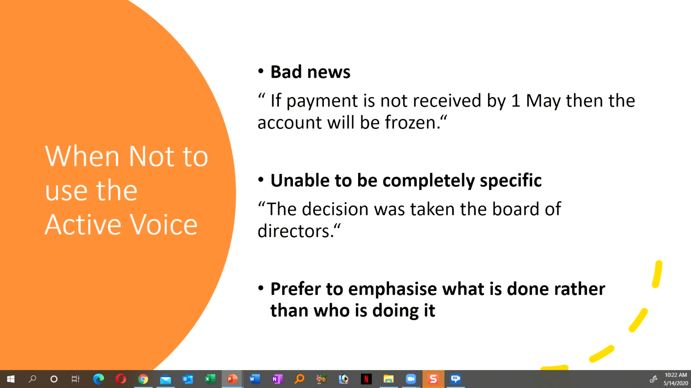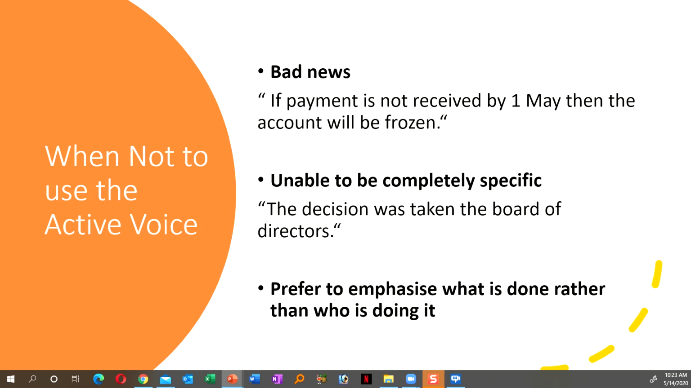So, when not to use the active voice: certainly if you have bad news to relay, right? If you do want to give bad news, even in business, especially to customers, you want to keep the bad news till the end, and try to avoid being direct in giving bad news. No matter how you say it, you want to deflect the bad news a little bit. You still have to give the information and be clear, but you still have to deflect.